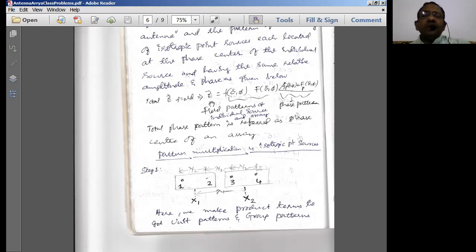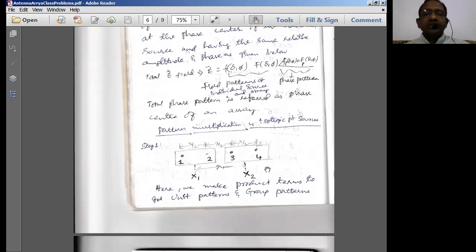Now this particular pattern equation has been represented in polar form. What is polar form? You have a magnitude with a phase angle, which is known as polar form representation. So the total phase pattern is referred to as the phase center of the array.